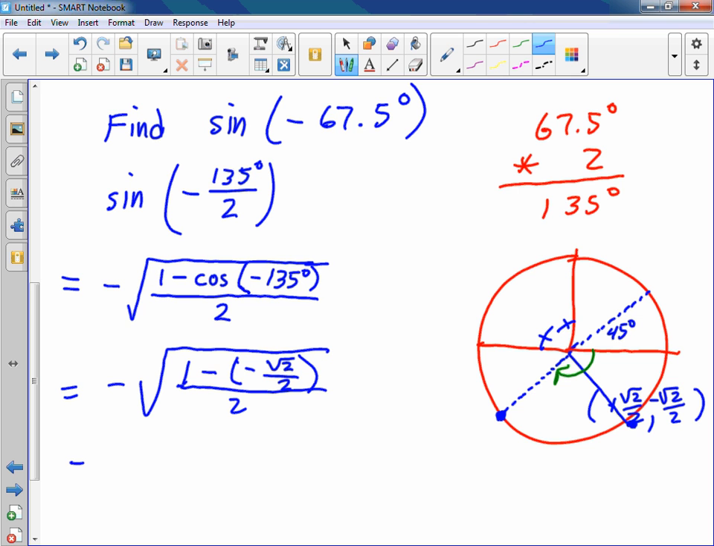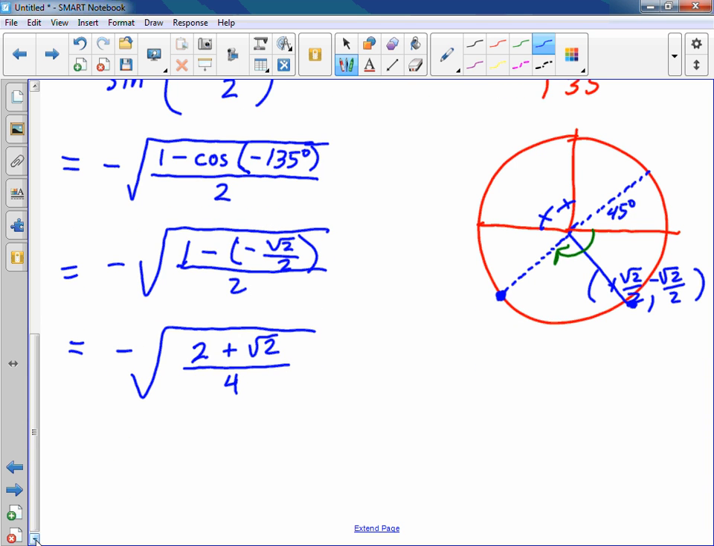Okay? Equals the opposite of the square root of 2 plus square root of 2 over 4. You may want to add one more step in there, but you can see where this came from. If not, talk amongst yourselves. Equals negative. You can pull out a 1/2 times the square root of 2 plus square root of 2.